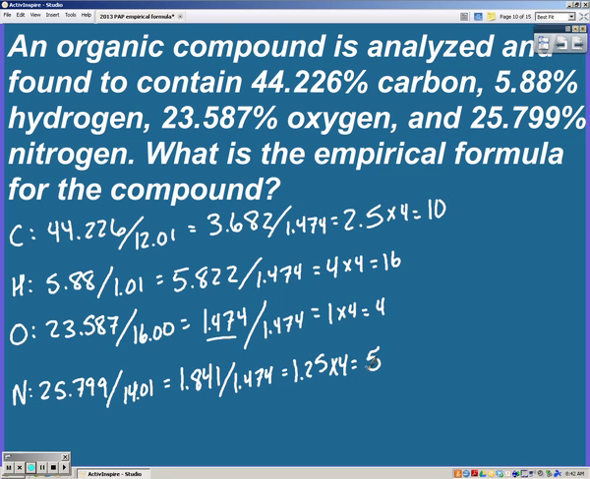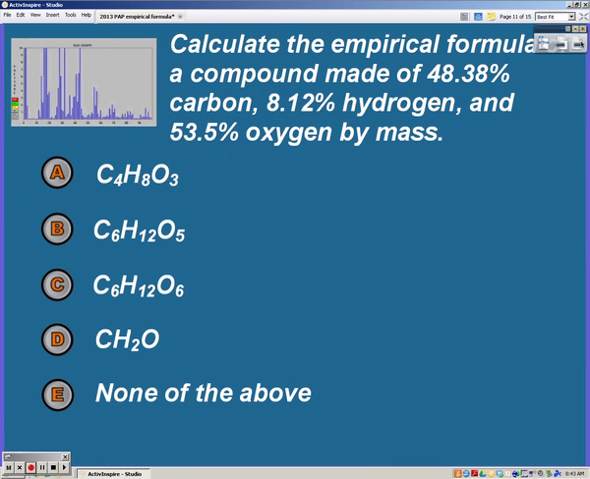And 1.25 was more than a tenth away, so you could not round that down to just 1. So we get C10, H16, O4, N5. Go ahead and pause the video and try this one on your own.